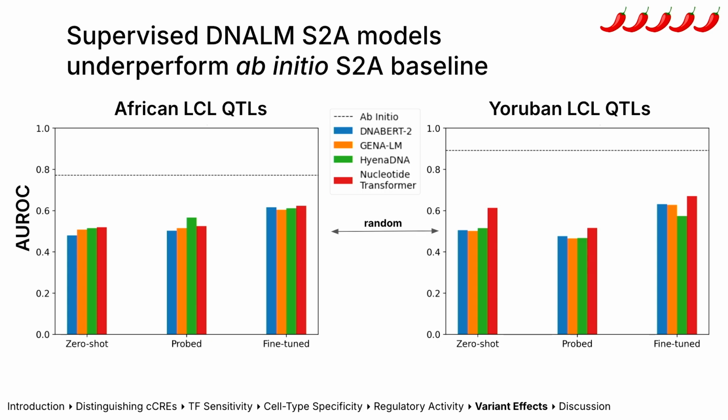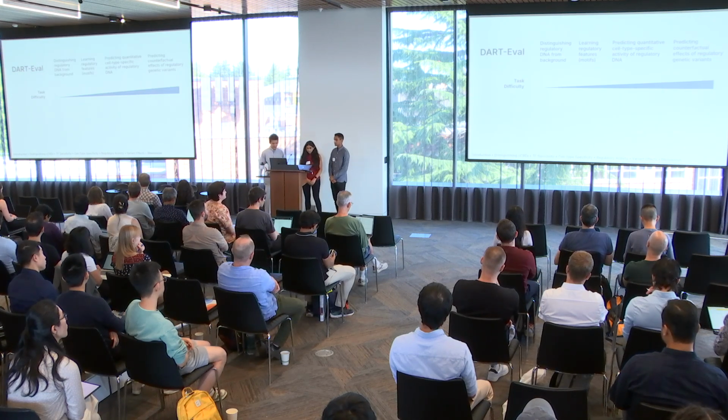Unfortunately, supervision on chromatin accessibility does not help DNA LM performance either, and we can see that the DNA LMs display significantly inferior performance to the ab initio models across all settings. So this task demonstrates the necessity of real counterfactual tasks to determine true performance of the models.